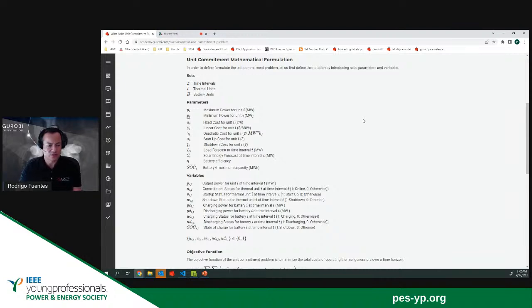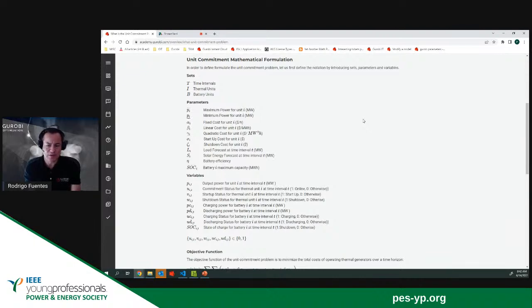For the thermal units, we have known parameters like the upper and lower operating limits. We have the cost coefficients that we use on a quadratic curve. You can use quadratic curves or piecewise linear approximations. It's up to you. You can feed both to Gurobi. We're going to use a quadratic model for the cost function of the thermal generators.